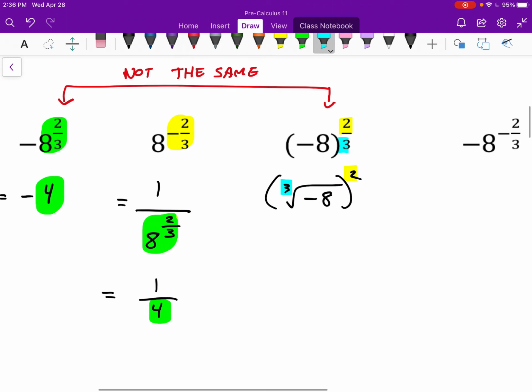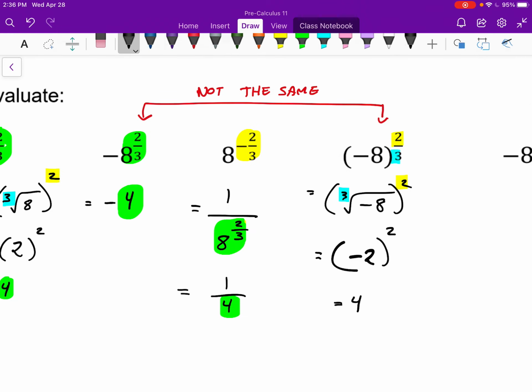And so the cube root of -8 is -2. Right? The cube root of a negative number is possible. In this case, -2 times -2 times -2 is -8. So -2 to the power of 2, and -2 times itself is +4. So notice again, if you compare this answer, which was -4, to this one, which is +4, they mean something slightly different, so it makes sense we got a slightly different answer.